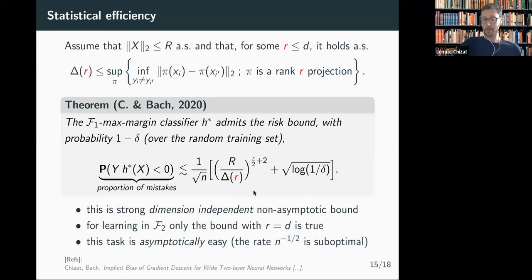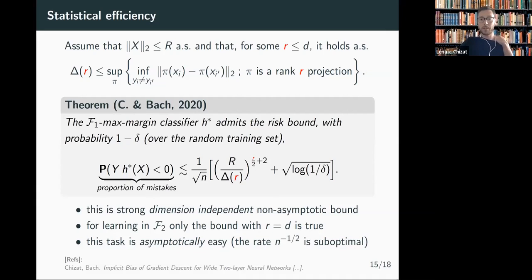So for this bound, this is what is to be noticed. And for learning in F2, we can show the same bound, but only in the case where r equals d. So we have to pay the exponential price. And a small last comment is that such classification tasks where the two classes are well separated are asymptotically easy. It means that in the end, the rate n to the -1/2 is suboptimal. However, here, this is a strong non-asymptotic bound. It tells us that we do not need an exponential number of samples before reaching good generalization performance.